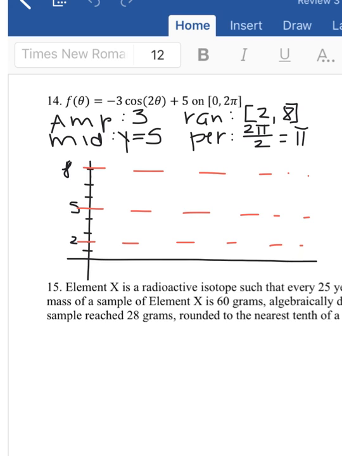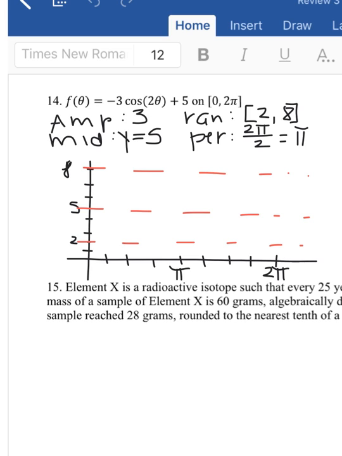For your x-axis, 4 slashes is the period. 1, 2, 3, 4. The period is pi. We're graphing from 0 to 2 pi, so we go again. Now we're at 2 pi. This is a negative cosine graph.